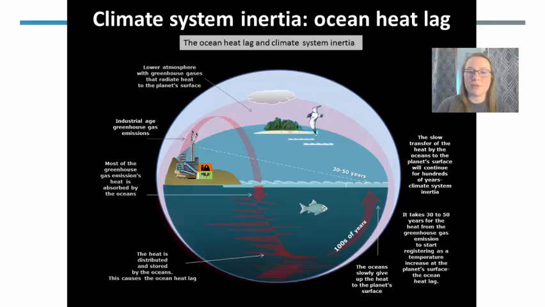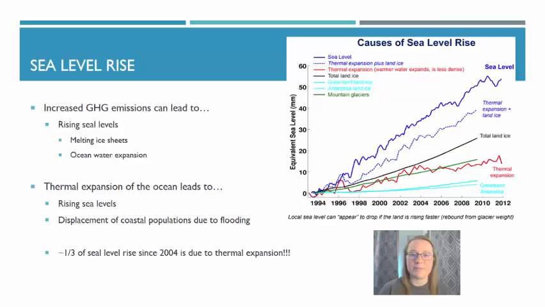So when we have those greenhouse gases radiating more heat towards the planet, and that's due to those industrial and fossil fuel emissions, that heat is going to be absorbed by the oceans, and that heat is then distributed through those global ocean currents around the globe. And these oceans slowly release that heat back into the planet's surface, and that warms the planet from the ocean. Now, this transfer of heat takes much longer than that initial transfer that would happen on land. So it takes about 30 to 50 years for the heat from those greenhouse gas emissions to really start registering due to this ocean heat lag.